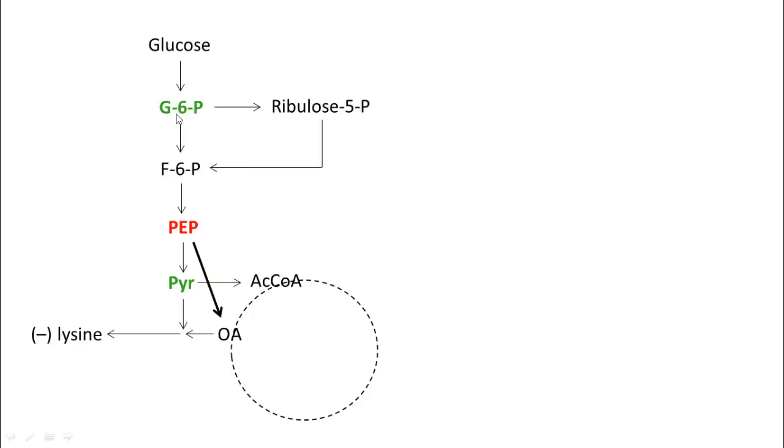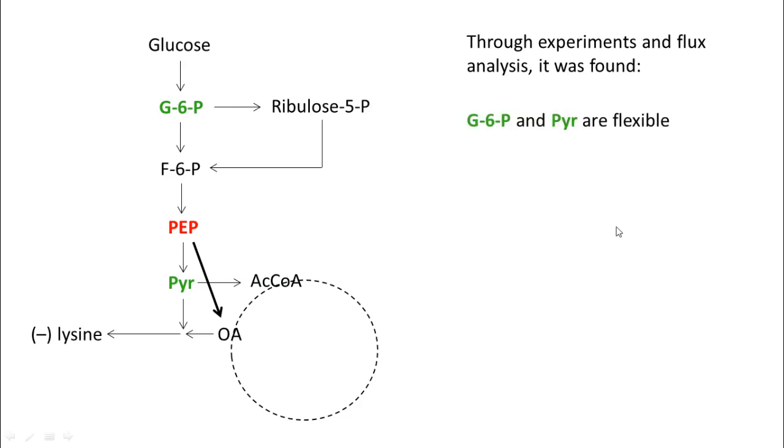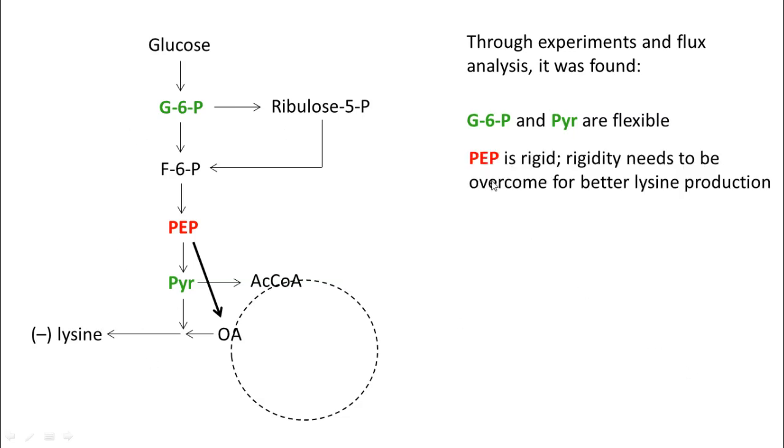So these 3 branch points are shown: G6P, PEP and pyruvate. Through experiments and flux analysis, it was found that these 2 nodes, G6P and pyruvate, are flexible. It is possible to reroute the flux through a desired branch by cutting off the other branch. Whereas PEP is rigid, and rigidity needs to be overcome for better lysine production.